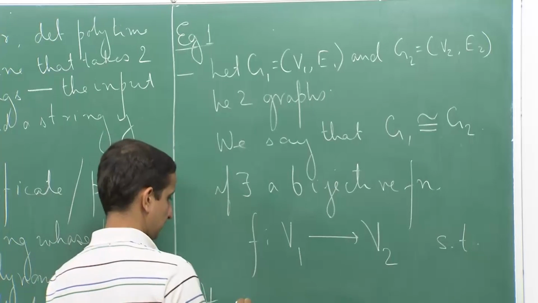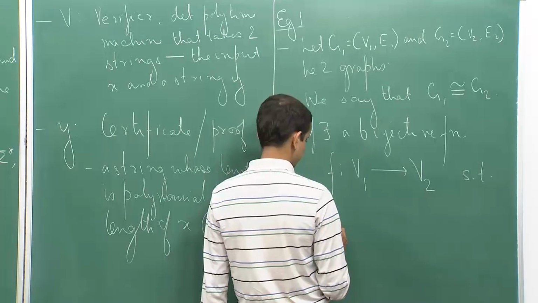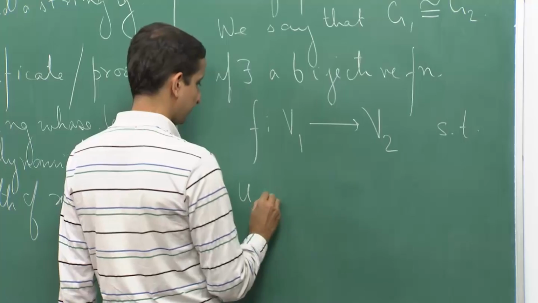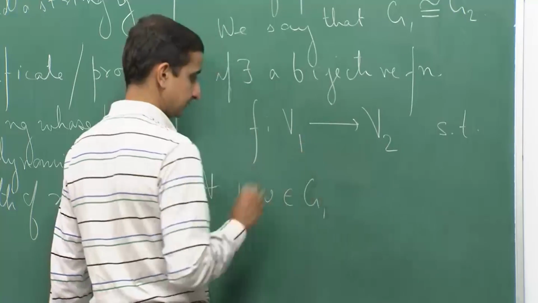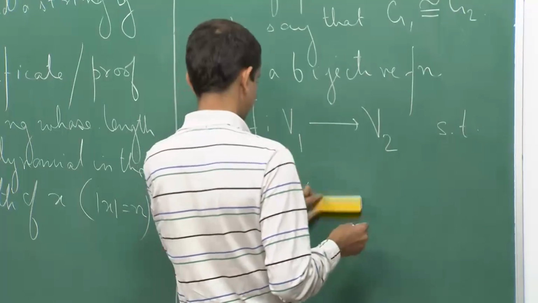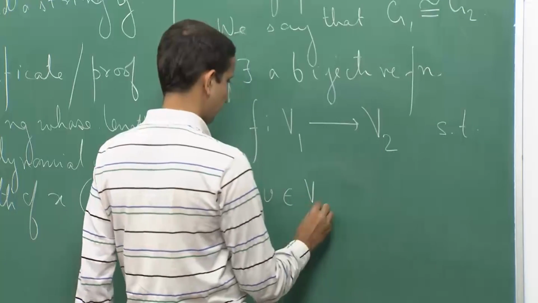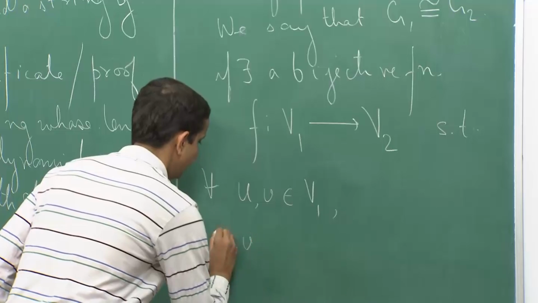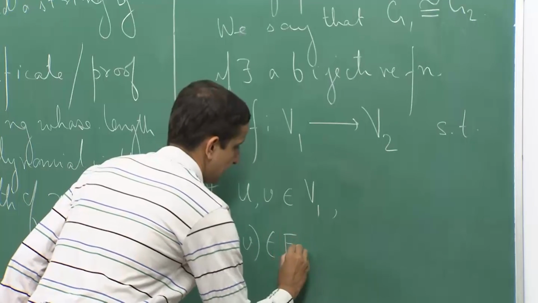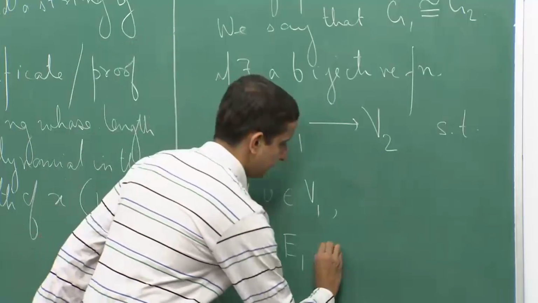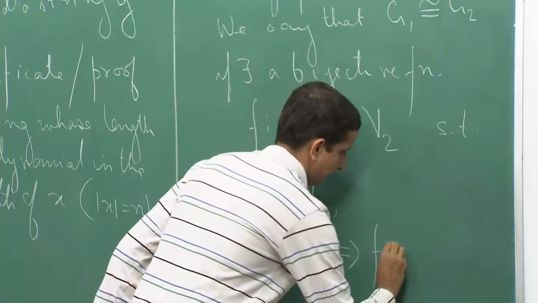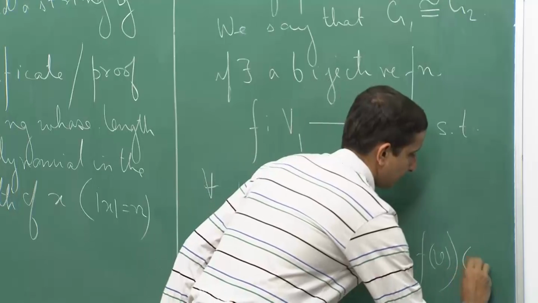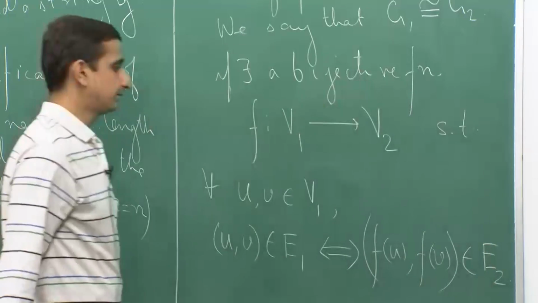for all vertices u, v belonging to V1, (u, v) is an edge in G1 if and only if (f(u), f(v)) is an edge in G2.